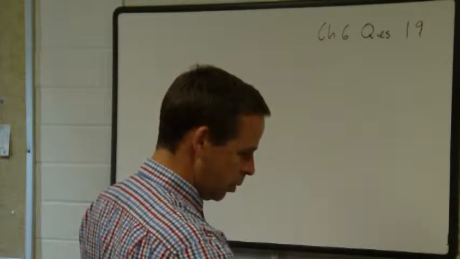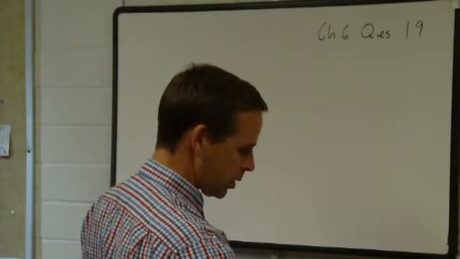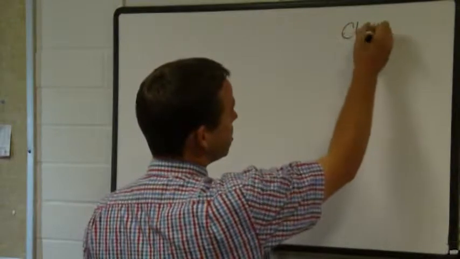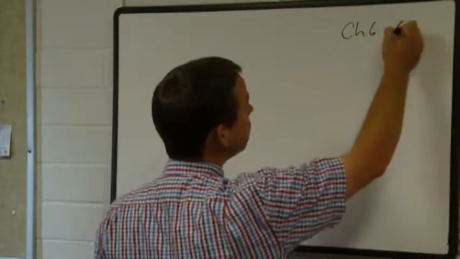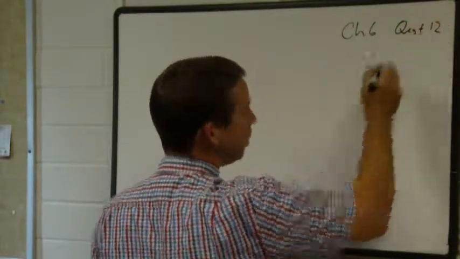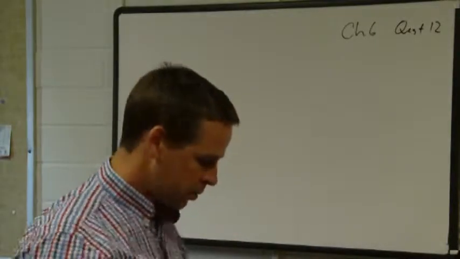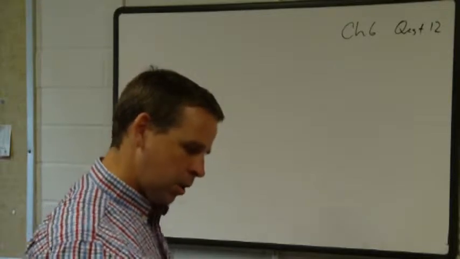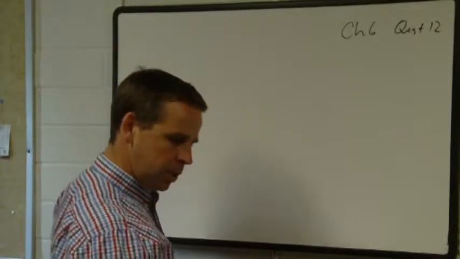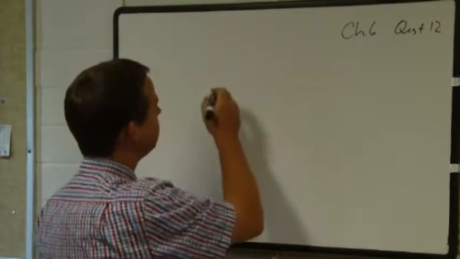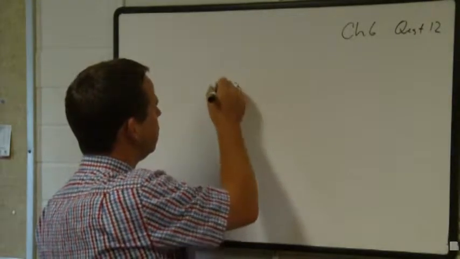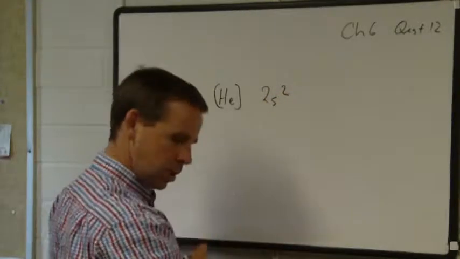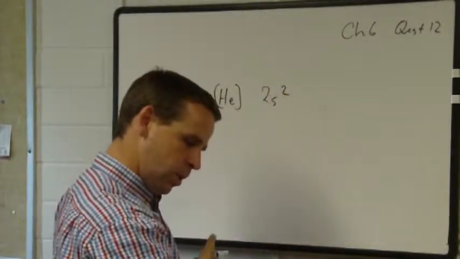So the next one: how many unpaired electrons are there in the ground state of oxygen? So this is chapter 6, question 12. All right, so in oxygen, what's the electron configuration for oxygen? We have to draw the electron configuration for oxygen. It would be helium, 2s2, and then 2p4.